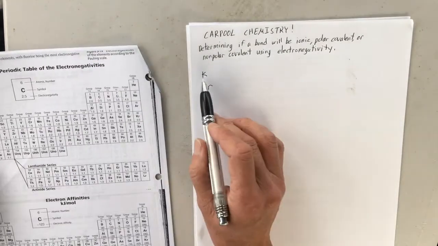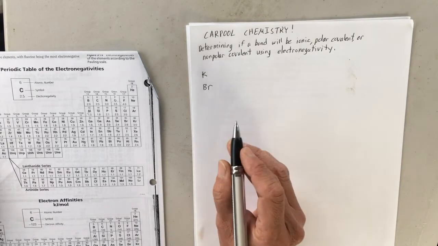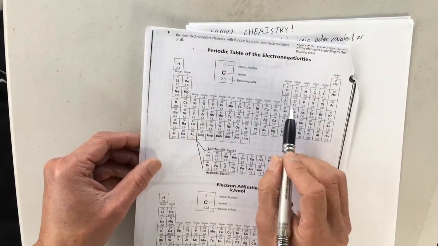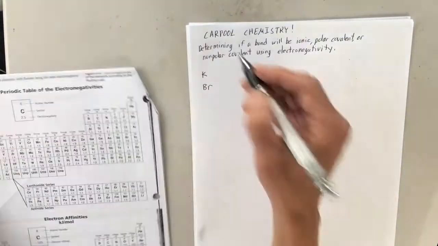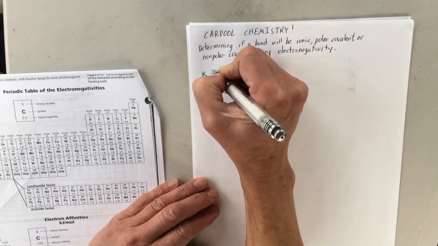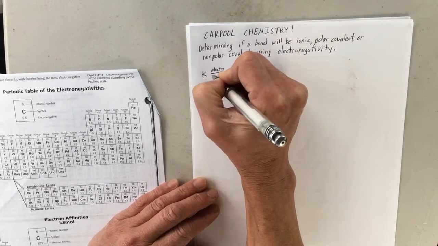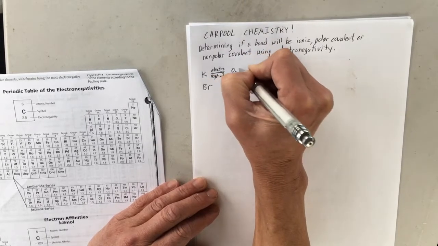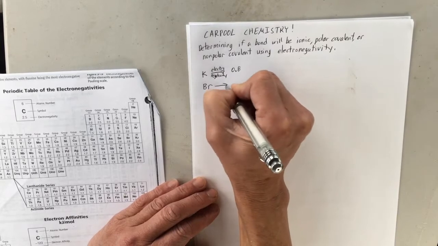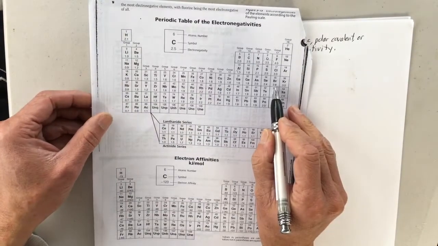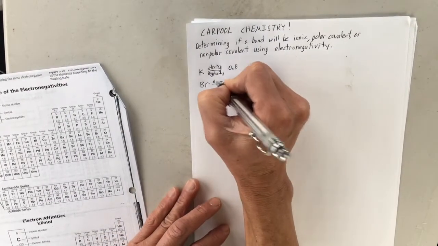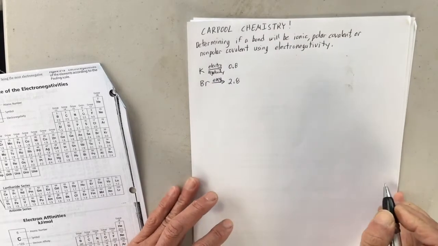Let's say you have a potassium atom and a bromine atom that are going to be bonding. You take a look at the electronegativities of each from the electronegativity table. And for potassium, we have 0.8. So let's write that down. Electronegativity is 0.8. Bromine's electronegativity, as we can see, is 2.8. And I'm going to abbreviate this Eneg for electronegativity.